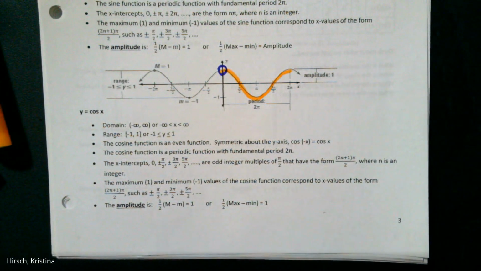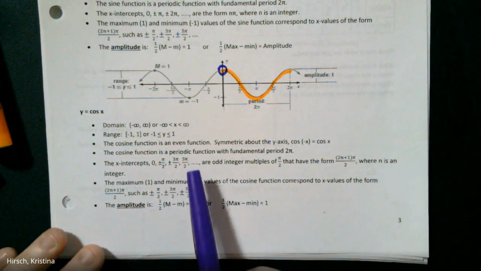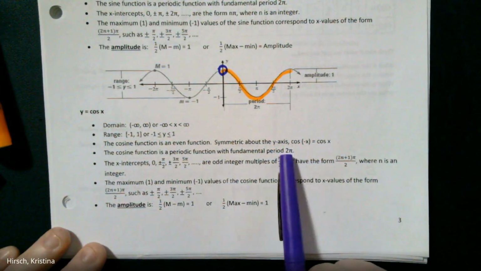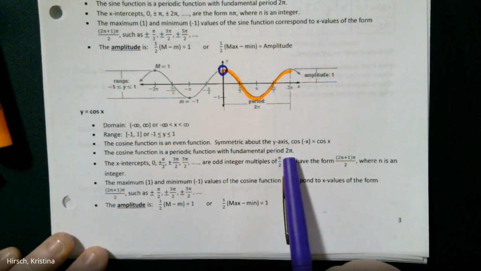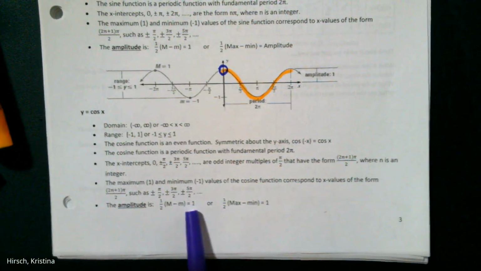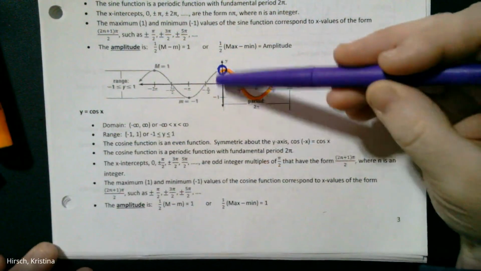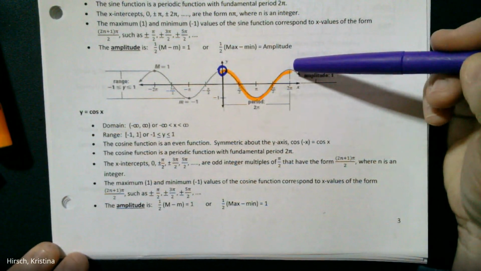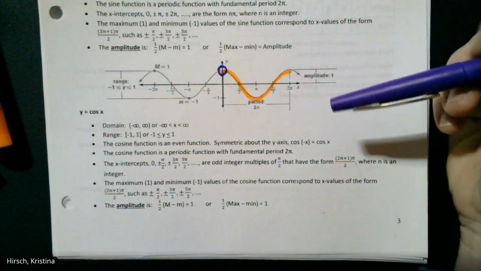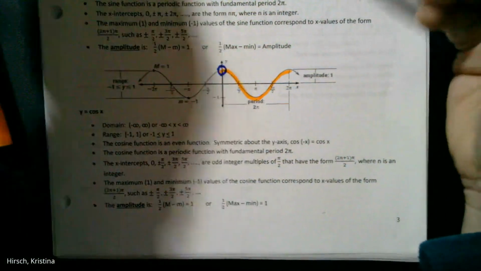So that's why it's even. It's also a periodic function. Its period length is also 2 pi. The amplitude we also get by doing 1/2 the maximum minus the min. So none of that is any different. It's really going to be the basic look of the graph in terms of how it looks in one cycle, at least versus one cycle on the sine graph.